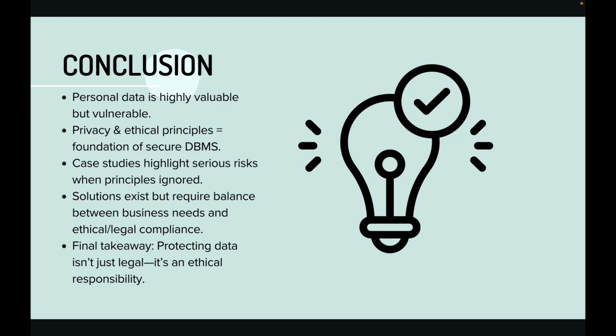So in the conclusion, it is obvious that personal data is a highly valuable resource for organizations because it can be very beneficial in terms of data-driven decision-making. But it is clear that this information is very vulnerable because it is very easy to violate the principles of ethics and privacy. I saw this in the two case studies of Cambridge Analytica and Optus.